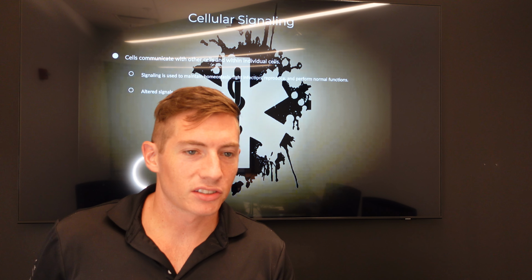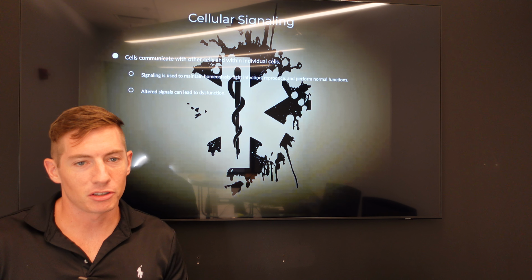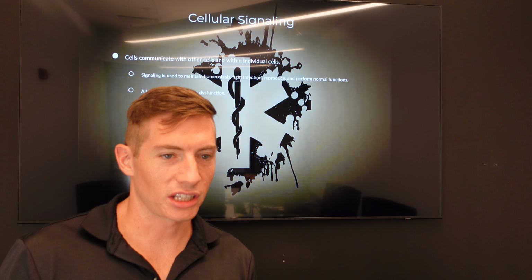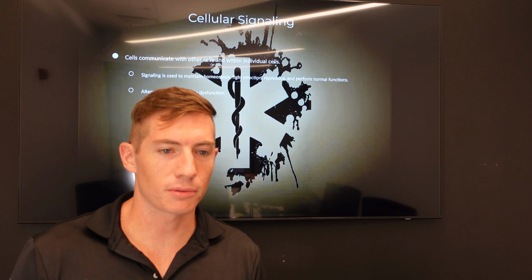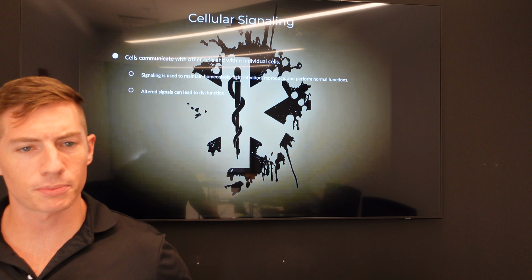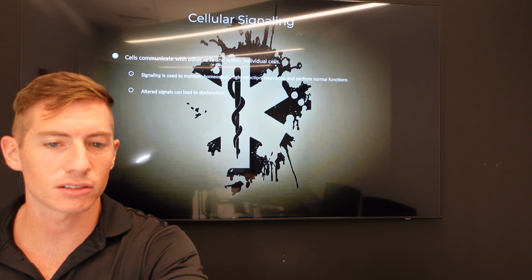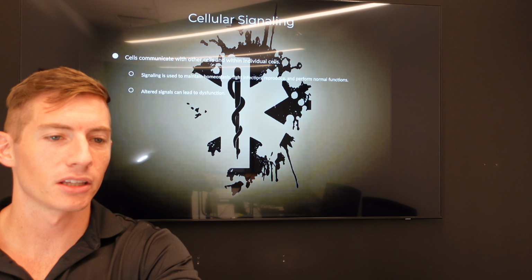Cellular signaling: to work as a cohesive unit, the cell must be able to communicate with other cells in order to get what it needs. Intercellular communication is used to maintain homeostasis, fight infection, reproduce, and perform normal functioning. Alterations in signals can also lead to dysfunction.